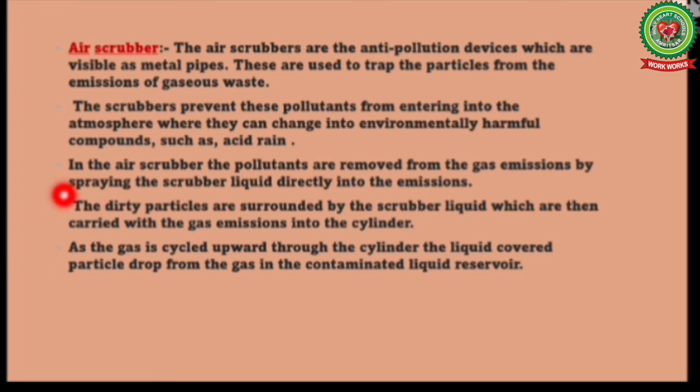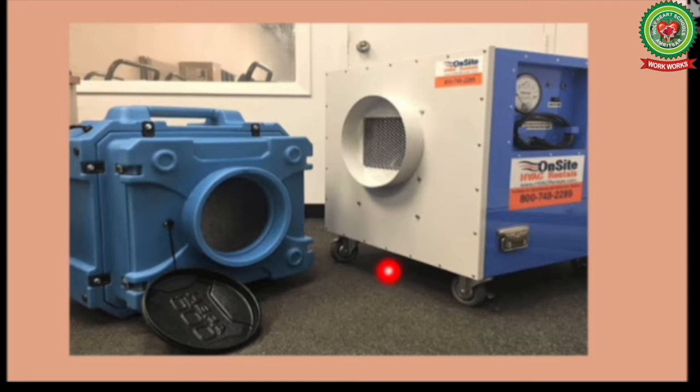In the air scrubber, the pollutants are removed from the gas emissions by spraying the scrubber liquid directly into the emissions. The dirty particles are surrounded by the scrubber liquid, which are then carried with the gas emissions into the cylinder. As the gas is cycled upward through the cylinder, the liquid covered particles drop from the gas in the contaminated liquid reservoir. In this image, we can see the air scrubber.